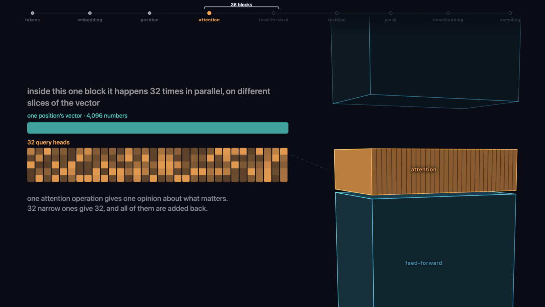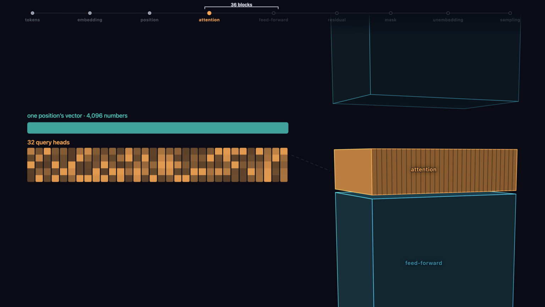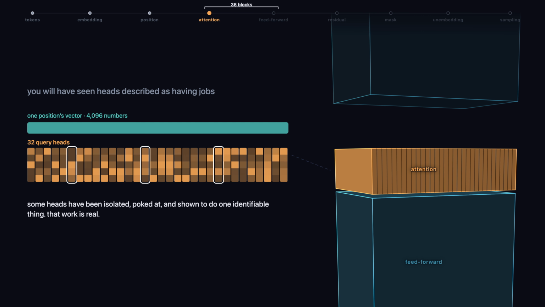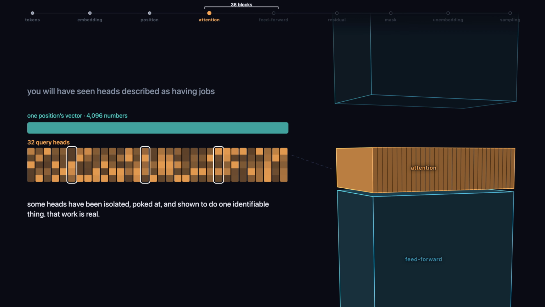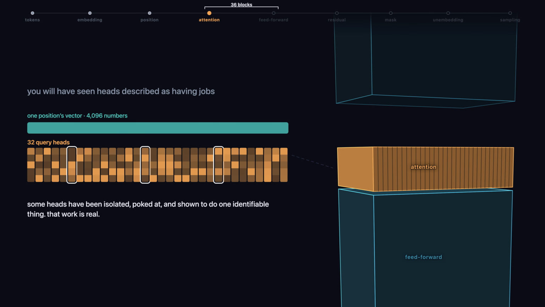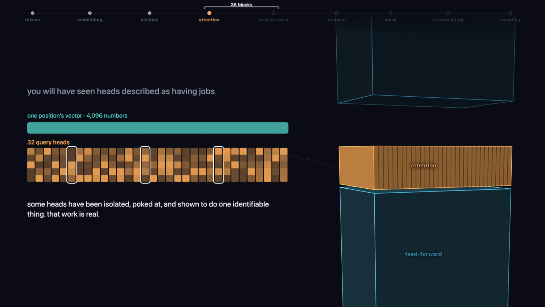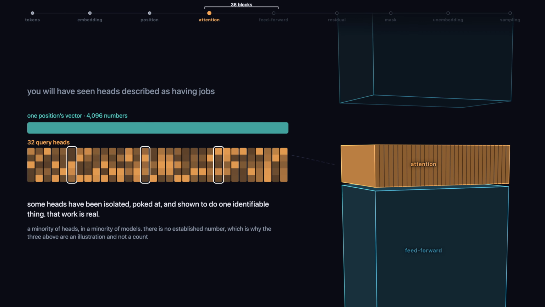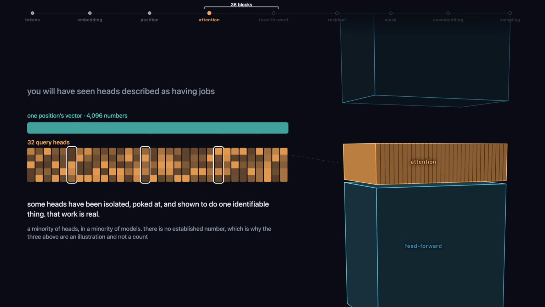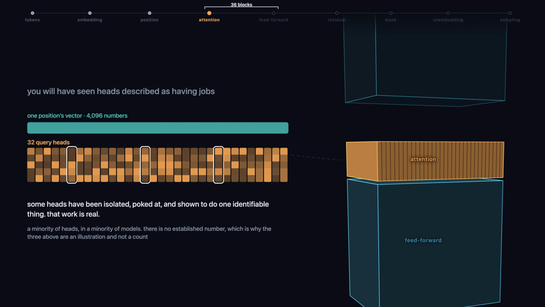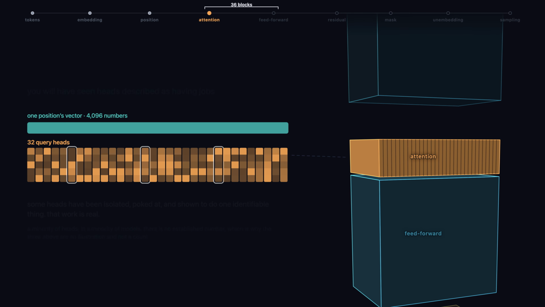Now the honest part, because this is where explainers usually hand you something tidier than the truth. You will have seen heads described as having jobs. This one tracks syntax, that one resolves pronouns, this one copies rare words. Some of that is real. There are heads that have been isolated, poked at, and shown to do a specific identifiable thing, and it is genuinely some of the best work in the field. But it is a minority of heads in a minority of models, and it is much harder than the clean examples make it look. Most heads do not decompose into a sentence. The safe version is the boring one.